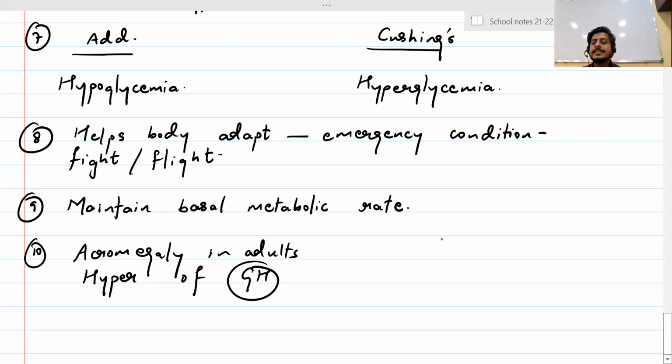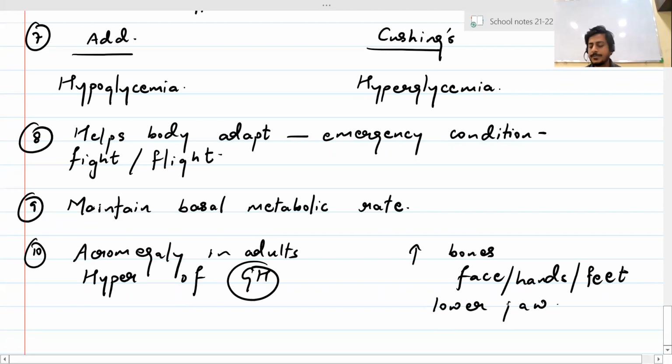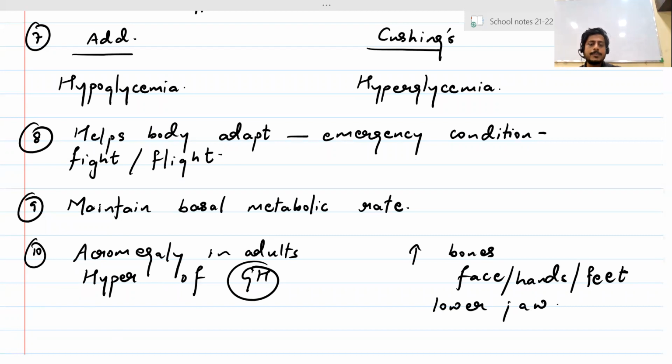And this acromegaly is characterized by an increase in the size of the bones of the face, in the size of the bones of the hands, in the size of the bones of the feet. So increase in bones of face, hand, feet, lower jaw. All this you can put up. That was your 10th question from endocrine. And that is where we will end this one and continue in the next one.